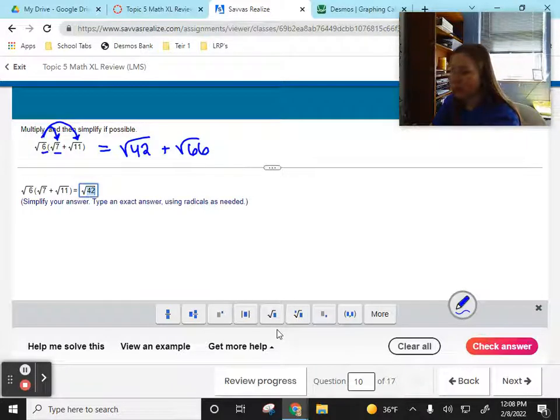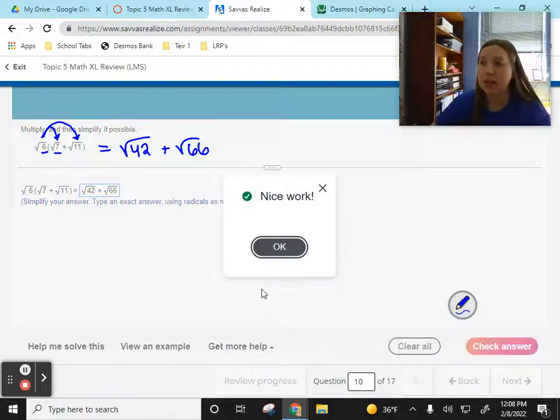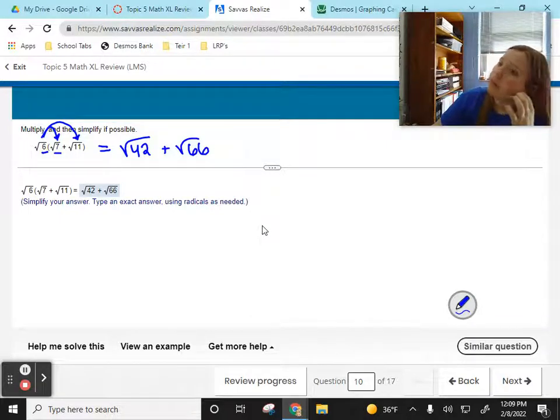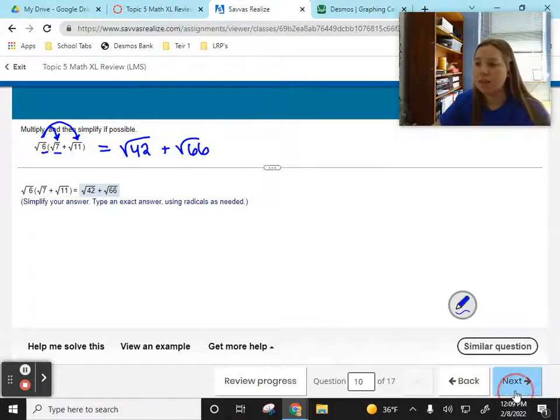So I know that I have multiple attempts here. I'm going to check to see if they'll accept this as my answer, and they will. I don't think that any of my perfect squares divide 66 or 42, so those are simplified radicals, which is why I was allowed to leave that as my final answer.